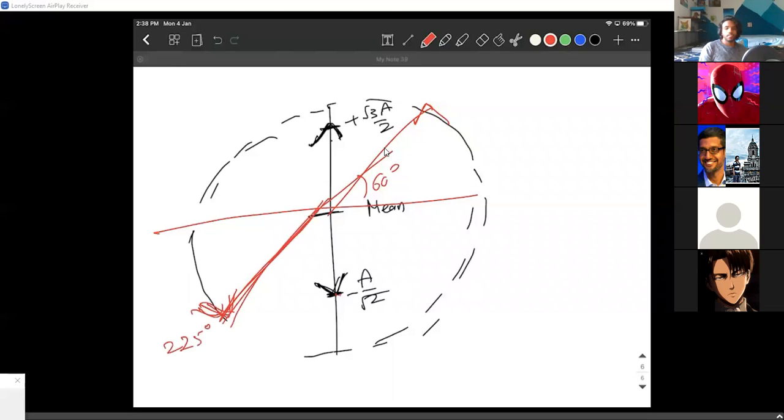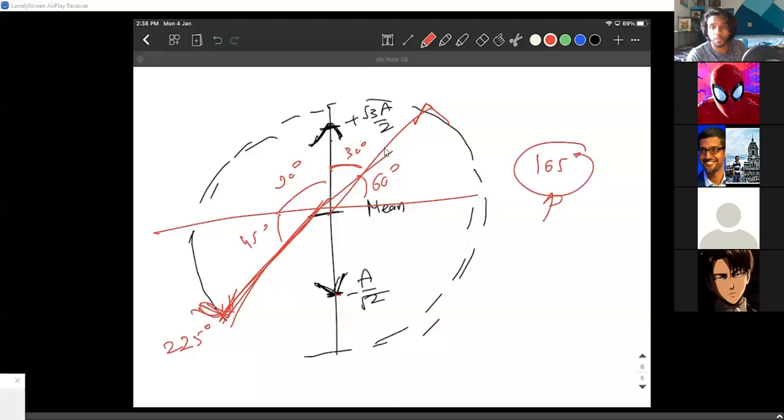So the difference between these two will be: here it is 45 degrees, here it is 90 degrees, and here this is 30 more, so 165 degrees is the phase difference.